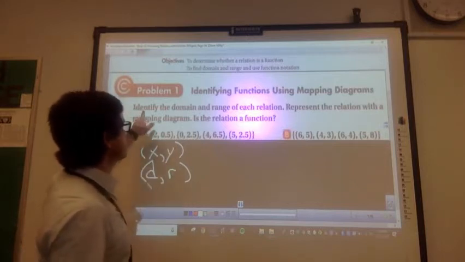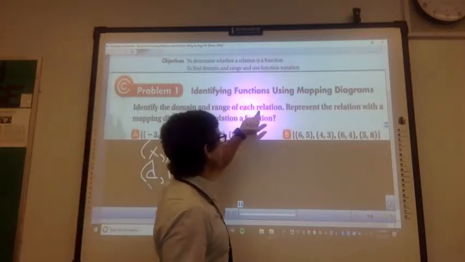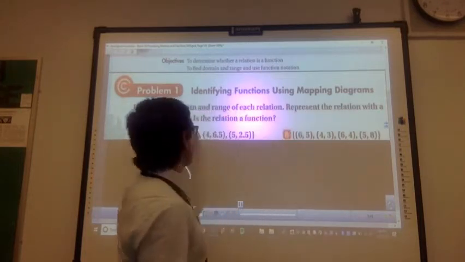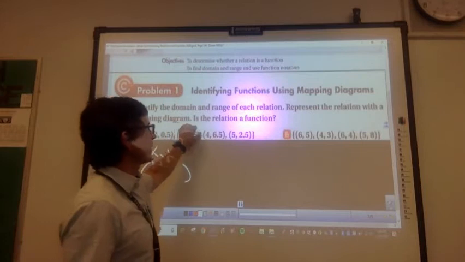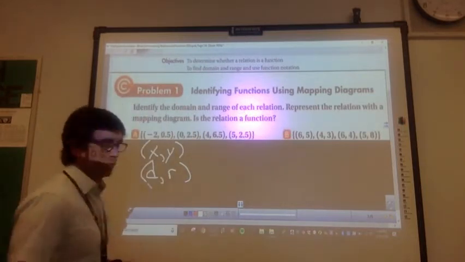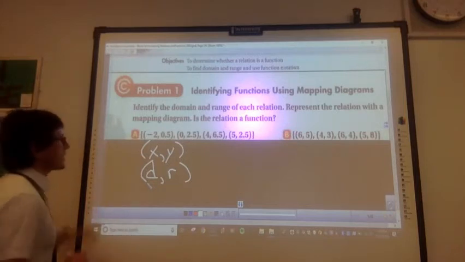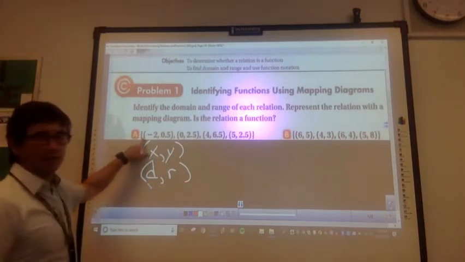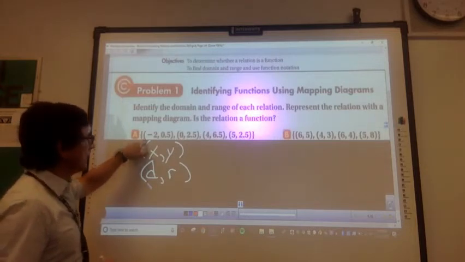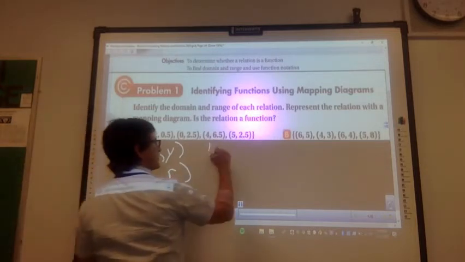So this question says, identify the domain and range of each relation, represent the relation with a mapping diagram. Then we want to determine if the relation is a function. Okay, so we'll address all of those questions. What you have to do when you list domain and range in a function, you have to list domain and range.